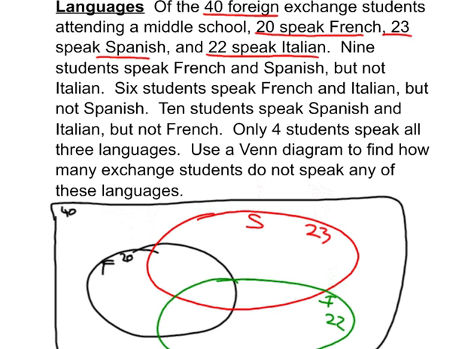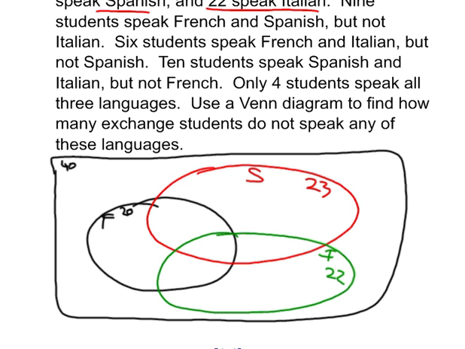We have 9 students that speak French and Spanish, so the area in common between the French and the Spanish is this region right here. It says that there are 9 students who speak French and Spanish. So if I put 9 students right here, that means I have to reduce this from 20 down to 11. And I have to reduce this from 23 down to 14.